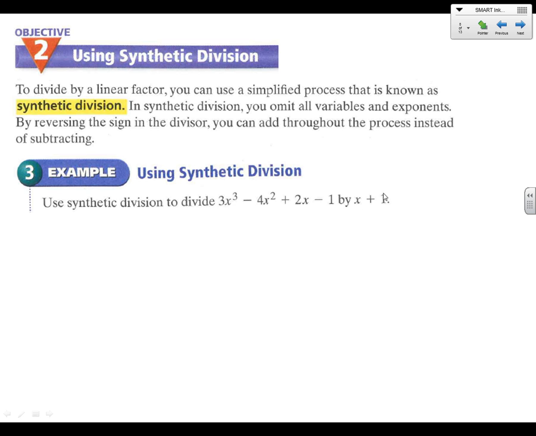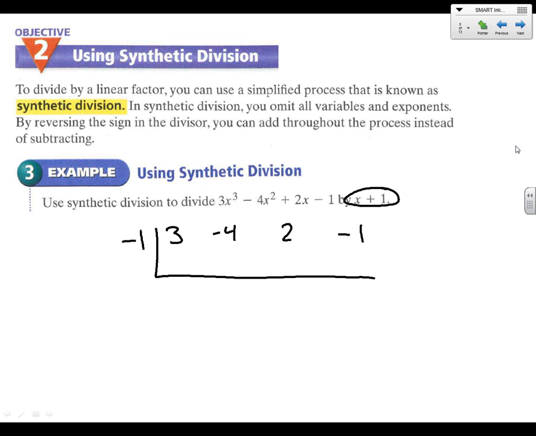And then instead of using positive 1 here, we're going to use negative 1. Right? Remember, negative 1 is the 0 here. That's what would make x plus 1 equal 0. So we're going to use negative 1, and we're going to add straight down. So a couple steps here. I'm going to take all my coefficients and write them out. 3, negative 4, 2, negative 1. I'm going to draw a bar like this underneath, kind of a long L. On the outside, I'm going to put the negative 1. Right? That's coming from this. Negative 1 plus 1 makes that 0.